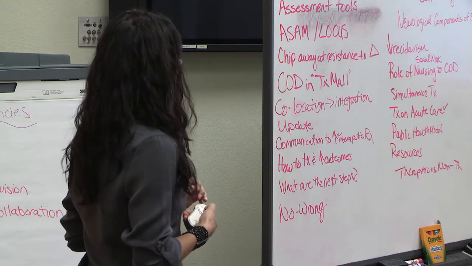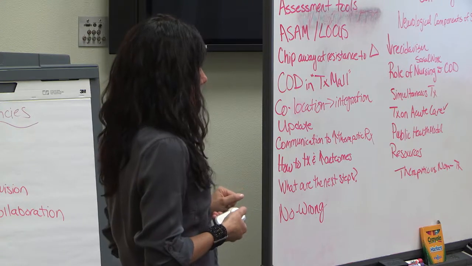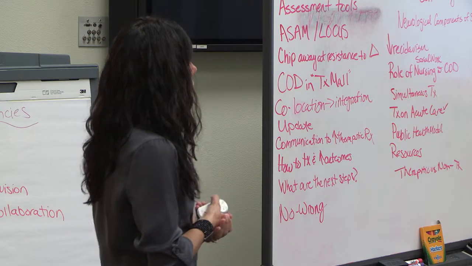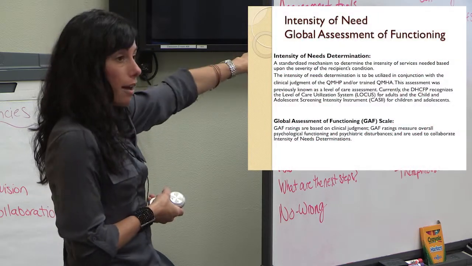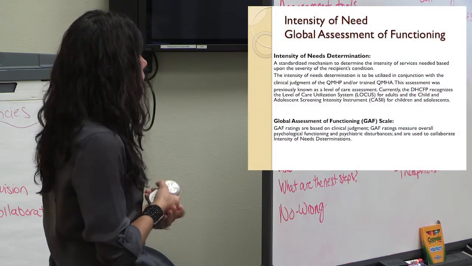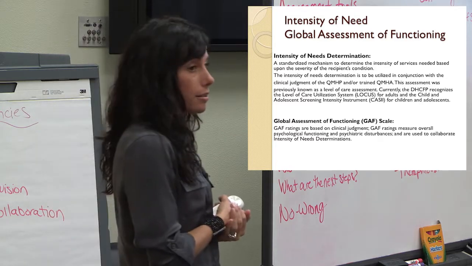So this is the way that under Chapter 400 the intensity of needs determination is identified or defined: a standardized mechanism to determine the intensity of services needed based upon the severity of the recipient's condition. The intensity of needs determination is to be utilized in conjunction with the clinical judgment of the qualified mental health professional and/or a qualified mental health assistant. This assessment was previously known as the level of care assessment. Currently, DHCFP, which is basically our state Medicaid office, recognizes the Level of Care Utilization System as the LOCUS, or the CASII for children and adolescents.